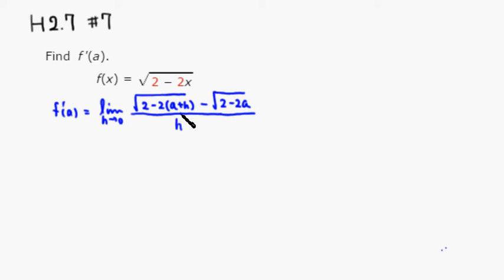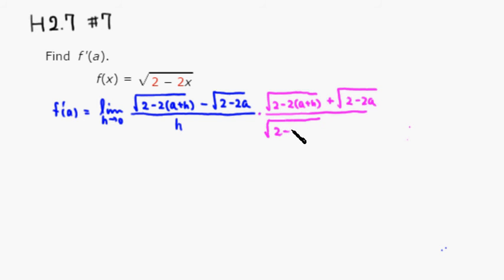So we can use the same trick. We've seen this difference of square roots, so we can just multiply top and bottom by the square root of 2 minus 2 times a plus h, then we put the plus sign instead of the negative sign, then the square root of 2 minus 2a. You just have to do the same thing on the bottom so that we don't change the quantity. So I'm going to just copy this right on the bottom.